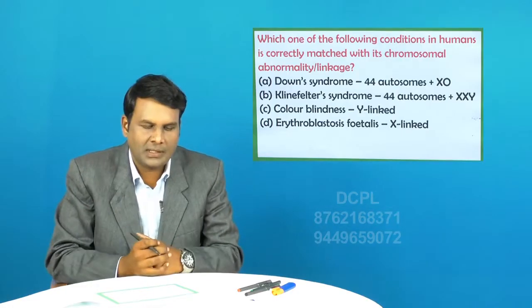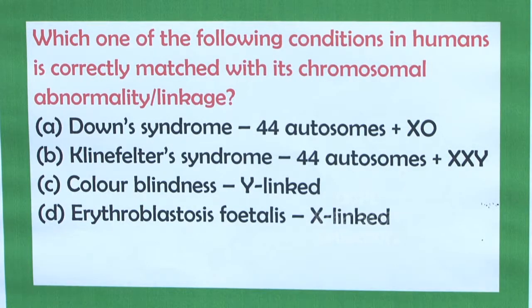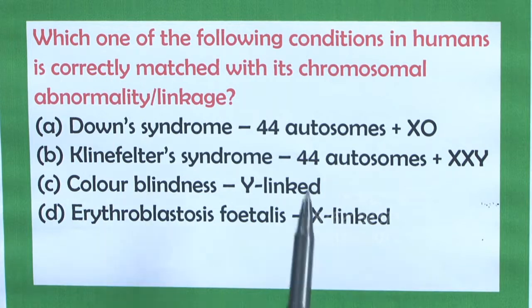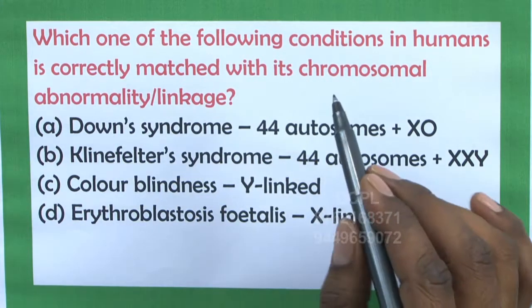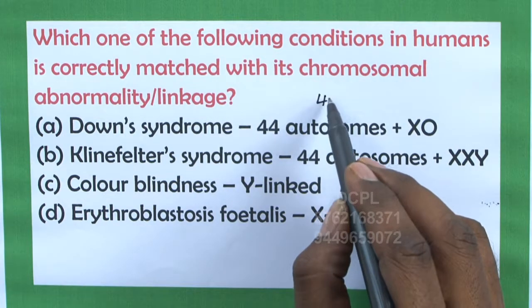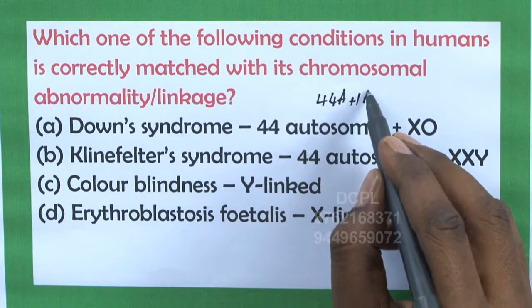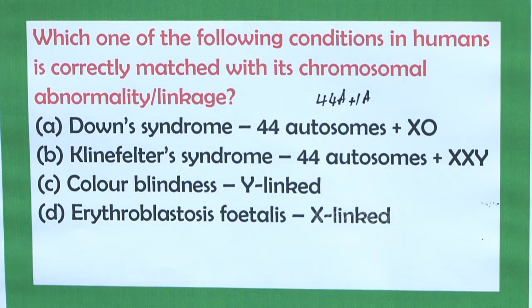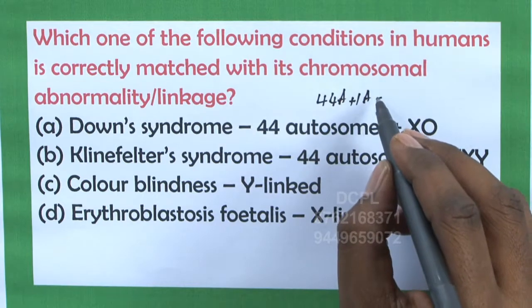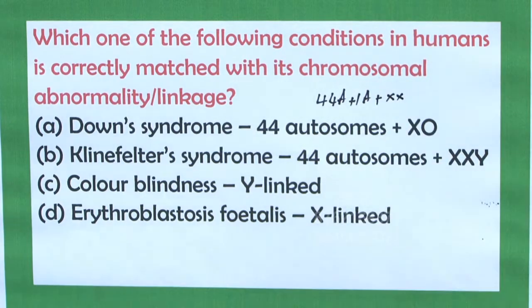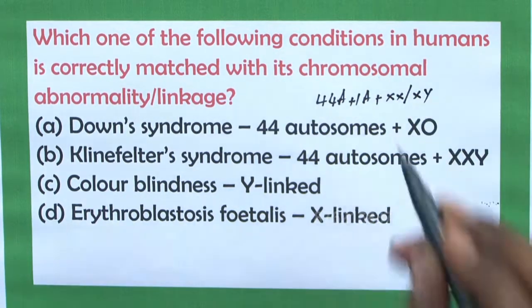Dear students, let us see one more question. Which one of the following conditions in humans is correctly matched with its chromosomal abnormality or linkage? Let us take up the options. Option A, Down syndrome: 44 autosomes plus XO. In Down syndrome, the 44 autosomes remain the same, with one extra autosome associated with the 21st pair of chromosomes, and then XX in females and XY in males.